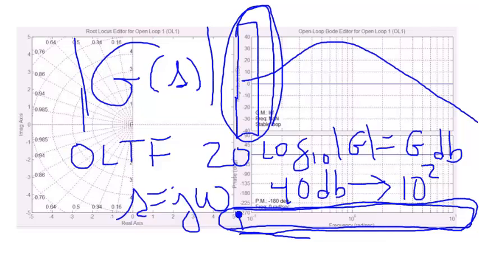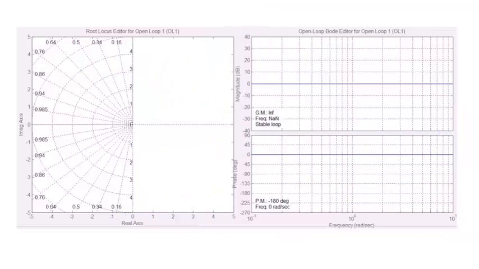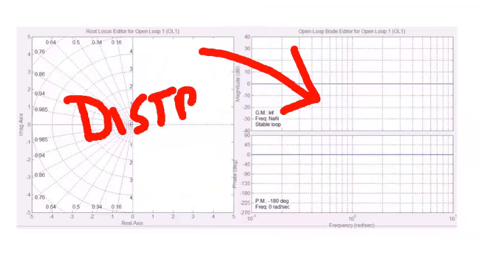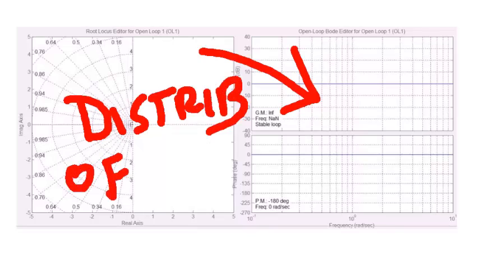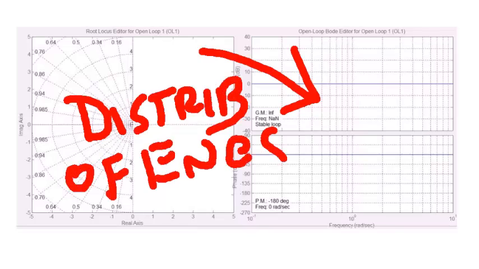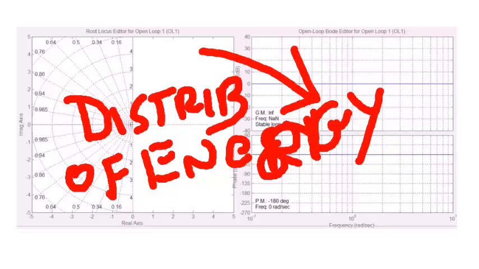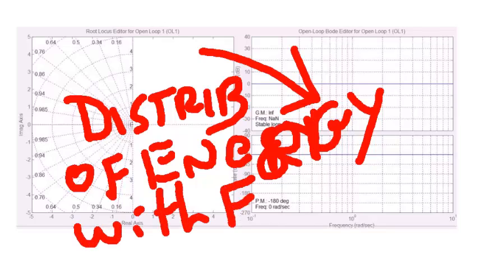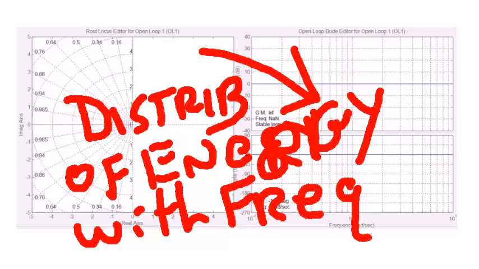And why the Bode plot is so important is that it gives you the distribution of energy in the impulse response. If you put some impulse, or some energy, into the system, how is that energy going to be distributed with frequency? Where is the energy going to be greatest? Where is it going to be least?